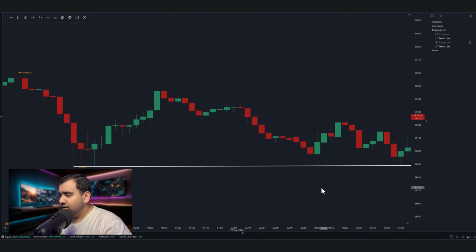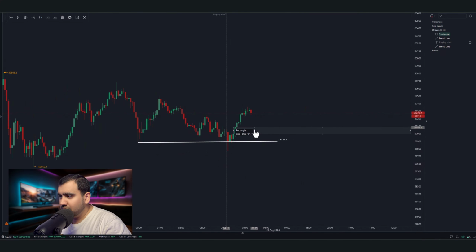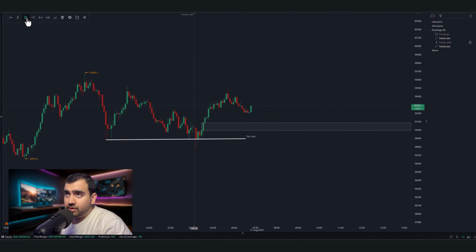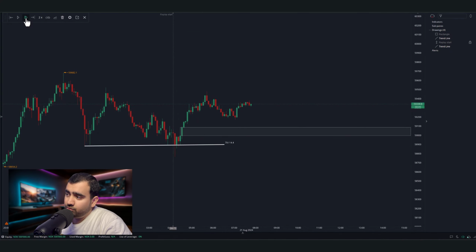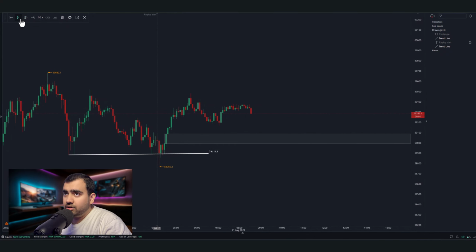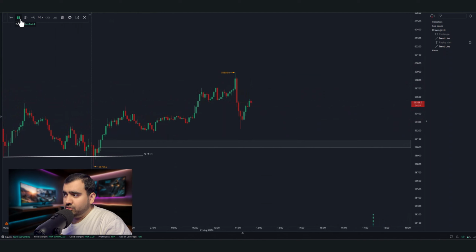So this is our gap right now, and I will just look for the price to touch this level so that we can execute our trade. Price is just going that way. Price didn't touch this level. We have to wait and see if it works or not. I will just increase the speed. And okay, price is not touching this level.